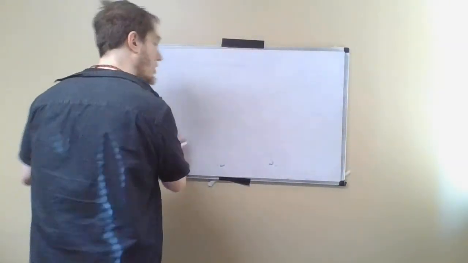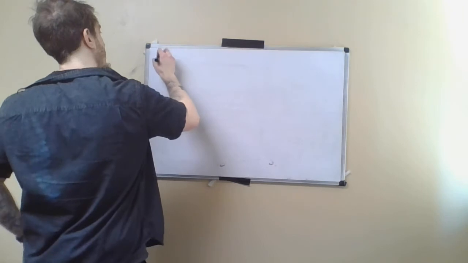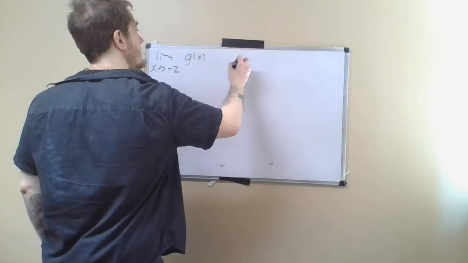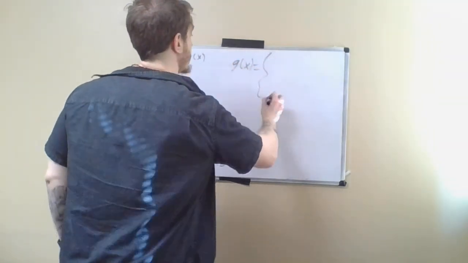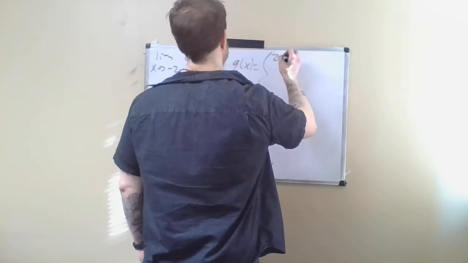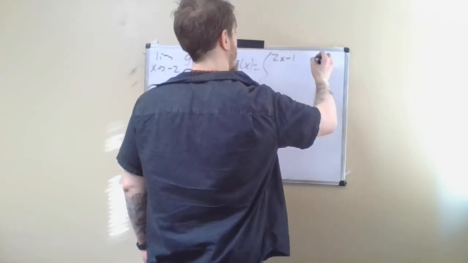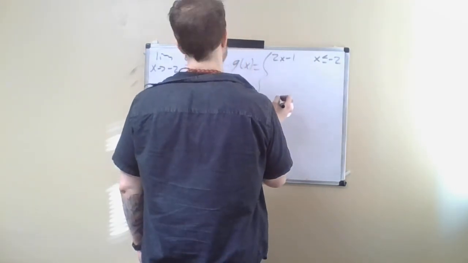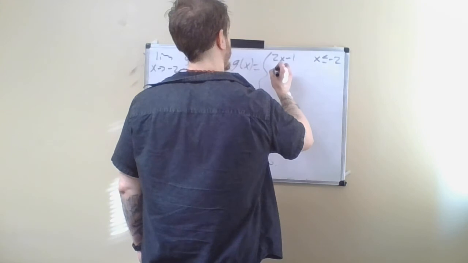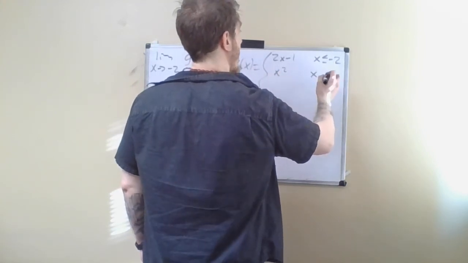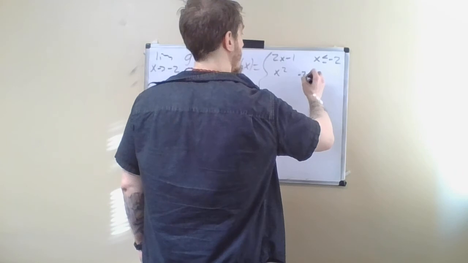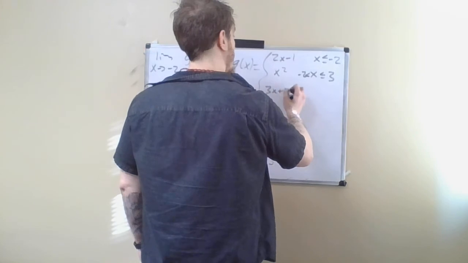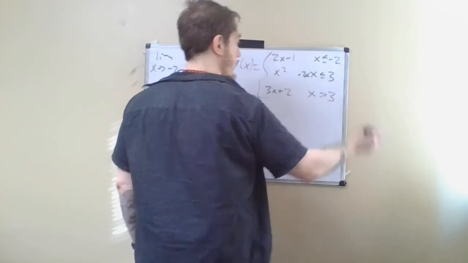Let's suppose that I want to find the limit as x approaches -2 of g of x, given, here's my g of x. So this is going to be a piecewise defined function, and we're going to have 2x minus 1 for x less than or equal to -2. We are going to have, let's say, x squared for -2 less than x less than or equal to 3, and then we'll have 3x plus 2 for x bigger than 3.